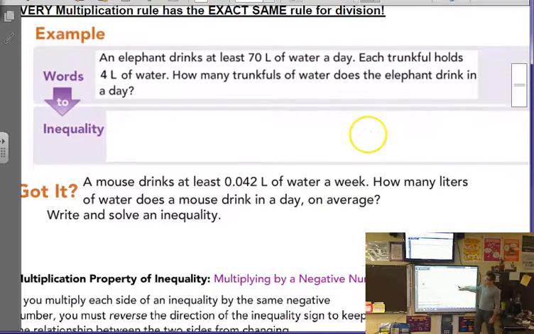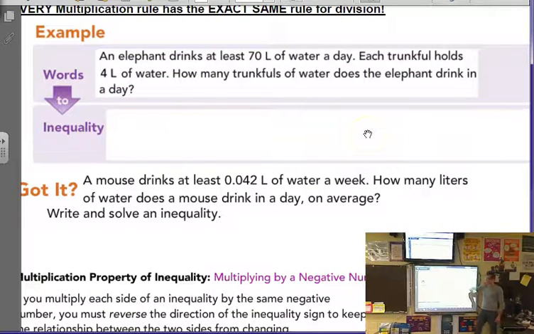So let's set up this example. We've got to take our verbal situation and make it mathematical. So take a moment to read this and see if you can set this up as an inequality. Pause the video and come back when you think you have it set up.